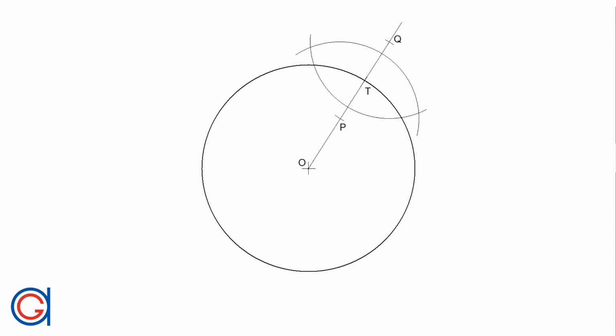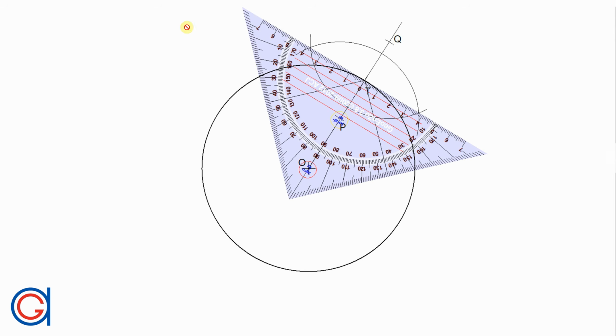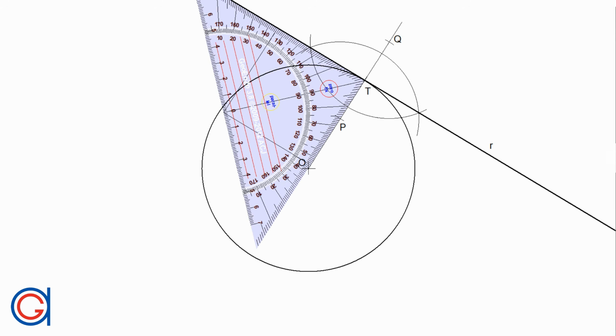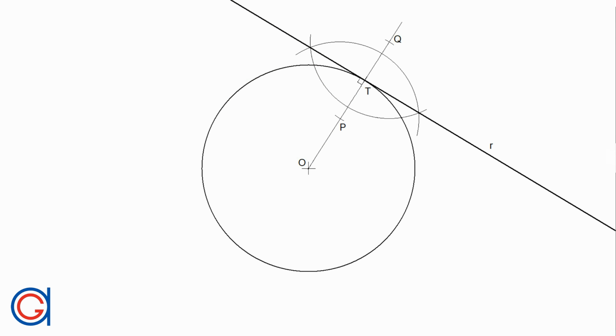So now the last thing to do is to join these two intersections, which is the perpendicular bisector and which passes through the tangent point T. So this is the tangent line, which we will call R, which has to be perpendicular to the radius, and we can check it here with our set square to make sure that everything is in order.